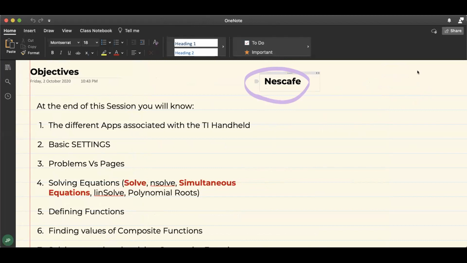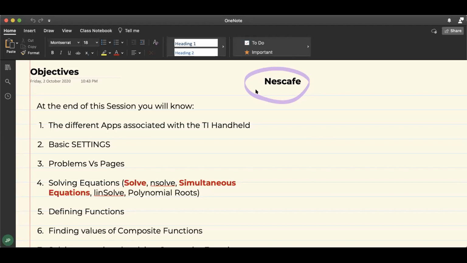Okay. Question number one. What is the name of your school? Which school are you from? Type it down. The name of your school. Don't hit send. Are you ready? Okay. Nescafe. This is good for all of us to see where we are all from. Welcome. Very nice.